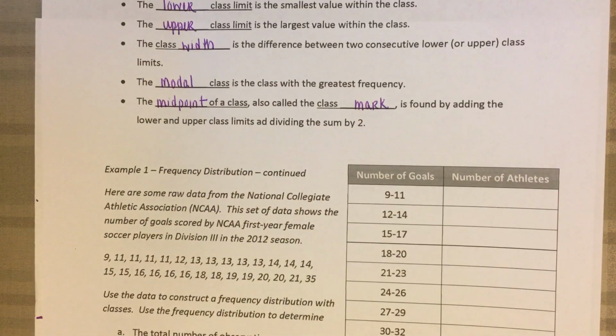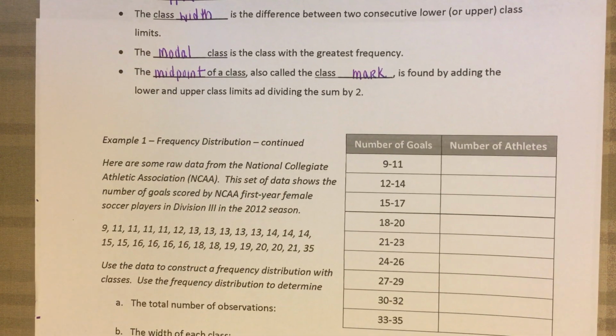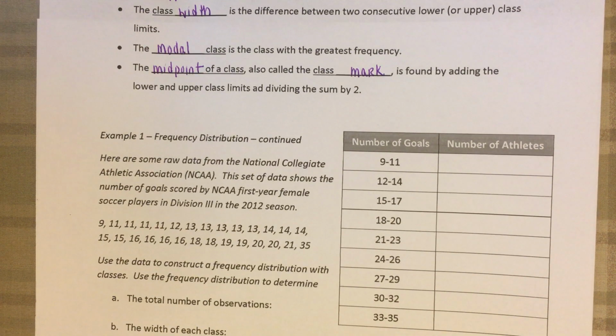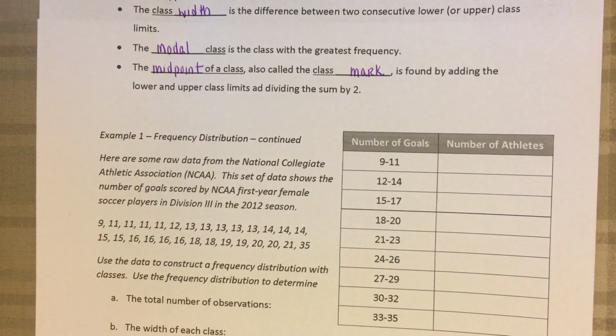Okay. So now if we look back at the same example that we had on the previous page, now instead of looking at individual data values here, we have classes. So first thing that we're going to do, we're going to go through and fill in the number of athletes in this column to construct our frequency distribution, and then once we have that done, we're going to go ahead and answer some other questions.